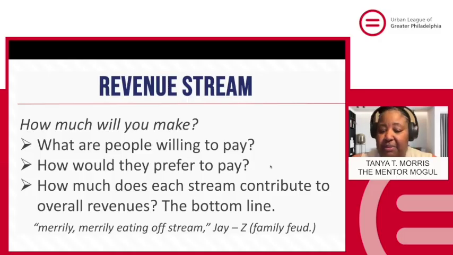Next is revenue streams. And sometimes we kind of take this for granted. We may think it's automatic, or it's an assumption. How will you make money, and how much would you make? This is when you move towards the financial parts of this, and you start looking at who will pay you, how much will they be paying, all of those things. How do they prefer to pay? This is why you have to know your customer. And then looking at the different streams.